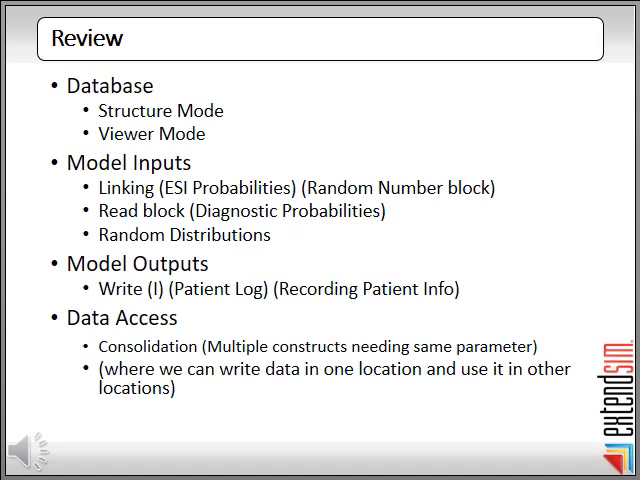Next, we looked at several of the input tables and how we read the data from those input tables. The ESI probabilities table was accessed by linking the table to the random number block. The diagnostic probabilities table was accessed by using the read block to read the data based on the patient's ESI value. We also looked at the service time table. We saw how we can store random distributions inside of a database cell. Although we didn't see it, the service time table was accessed by using the read blocks to read each process's service time.